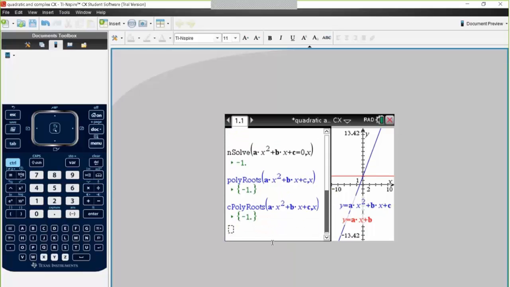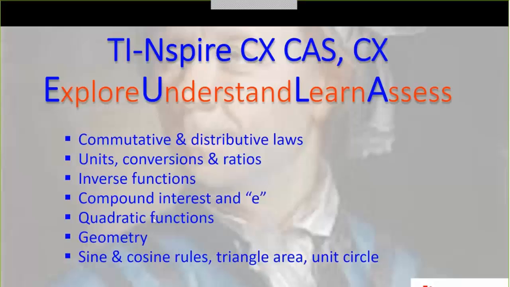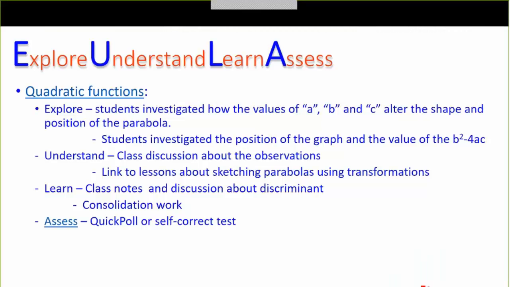Okay, and we can look at the values with that. So the idea behind it is that the students are actually investigating for themselves. It led to some class discussions. I was able to link with lessons about, we just finished doing transformations, and then of course the learning part is when we're doing the actual teaching, and I was able to assess them. So through that one document I was able to get all of that information. So that was a quadratic function one.